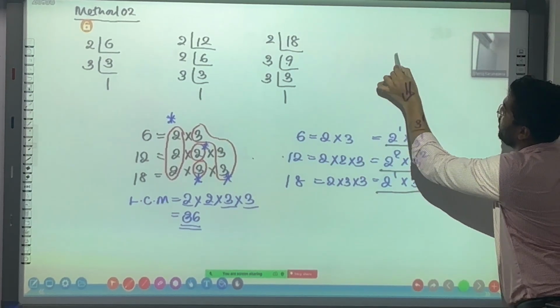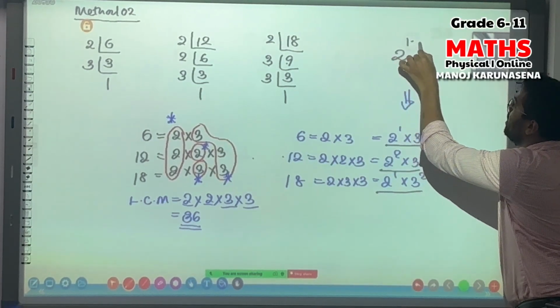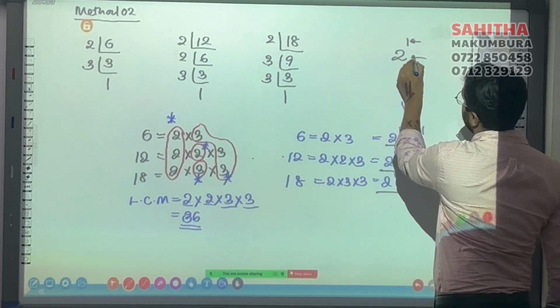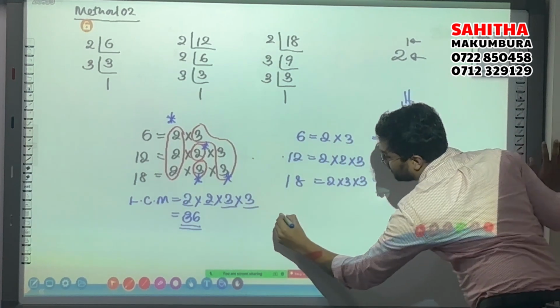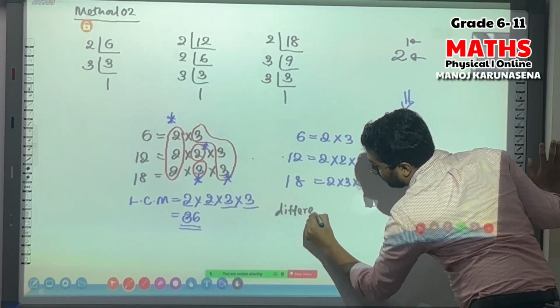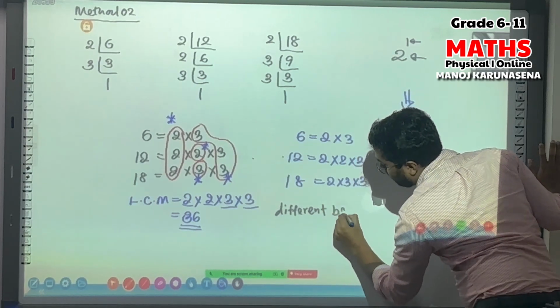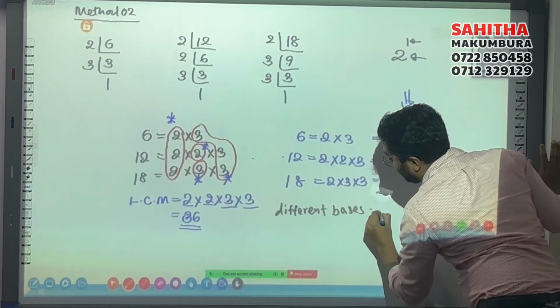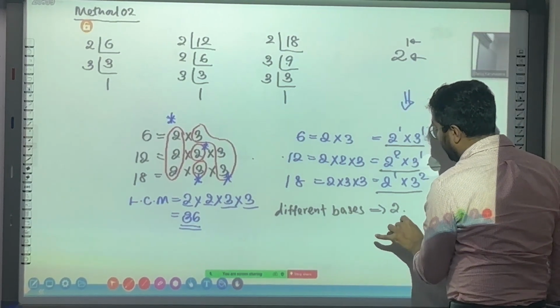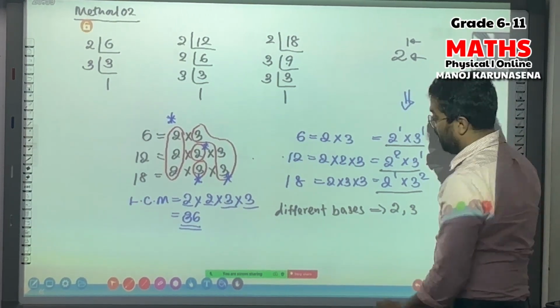In 2 to the power 1, this 1 is the index, this number 2 is the base. What are the different bases you have here? We have number 2 and then we have number 3.